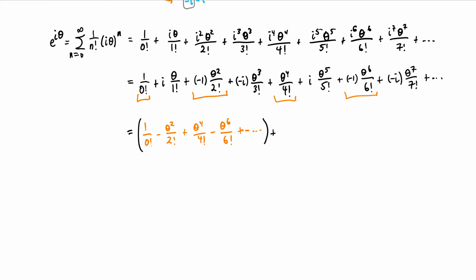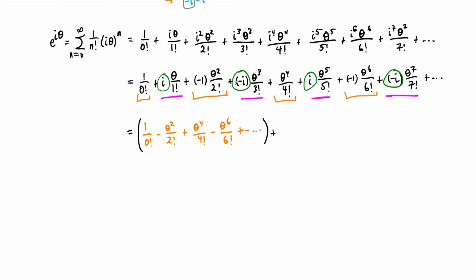Then what we can do is look at the other terms that remain. The other remaining terms all have either an i or a minus i, right? And as we go through these terms, we can collect them, and not only can we collect them, but we can factor out the i from each one of them.